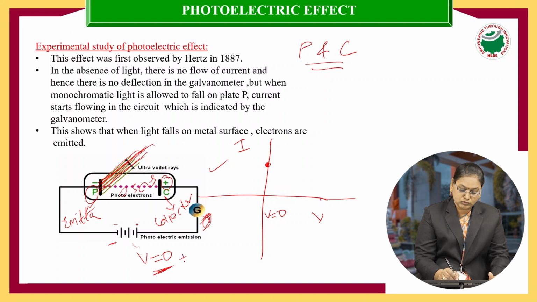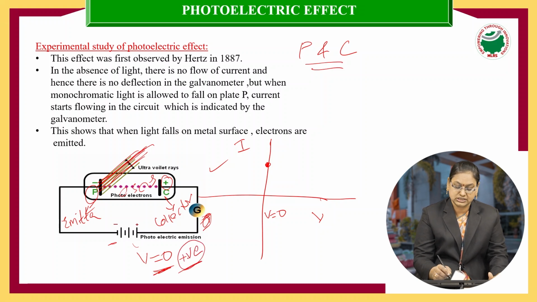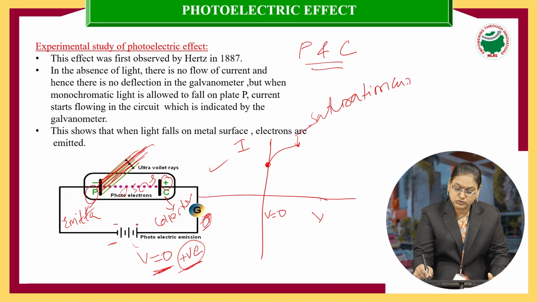Now you increase the voltage. We call this positive voltage. When you increase the positive voltage of plate C, what is happening? Photoelectric current increases and it becomes maximum. This maximum value of current is known as what? Saturation current. Maximum current is known as saturation current.